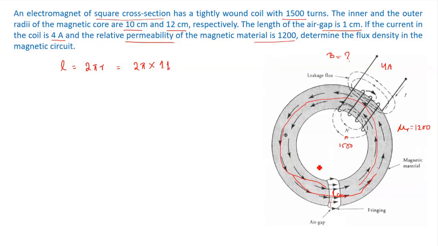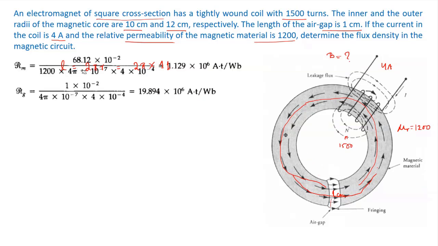Okay, so now let us see the solution. The solution is here. If we find this length L, that is the perimeter of this toroid, that is 2 pi into 11. And we have 2 reluctances here in this magnetic flux path, right? One is the reluctance offered by the material, that I'll say Rm, and the other reluctance offered by the air, let us say Rg, okay.